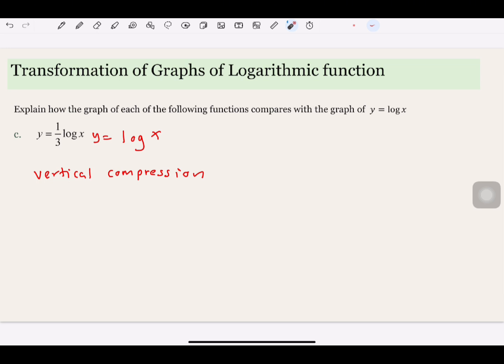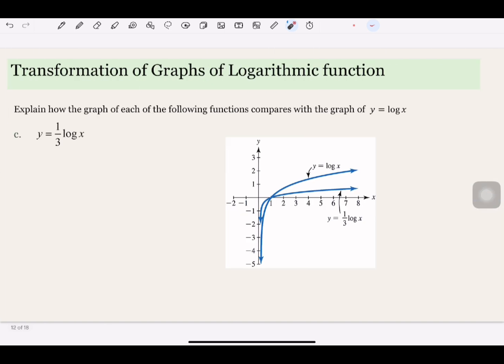Here I have the graph of 1/3 log x, which is this. This is more flattened than the original function. The vertical asymptote is the same as the parent function, which is x equals 0, and the domain is all positive values. The graph still increases, but it's not as steep as the original function. So this is how you do transformations of graphs using logarithmic functions.